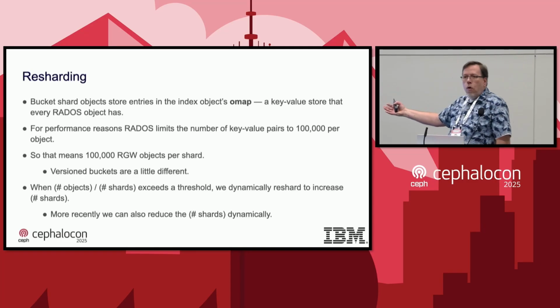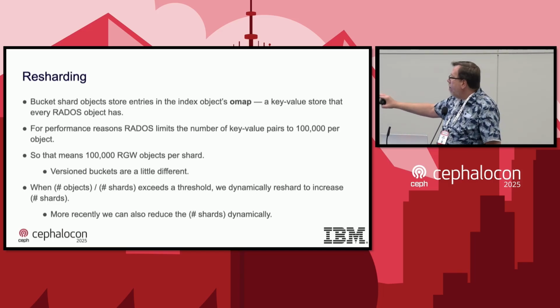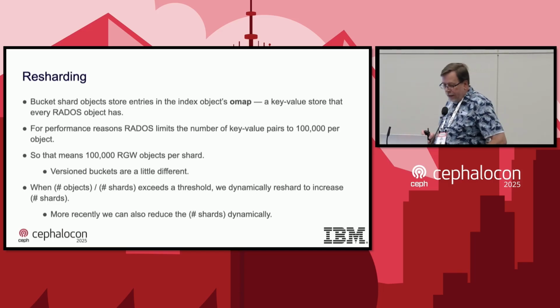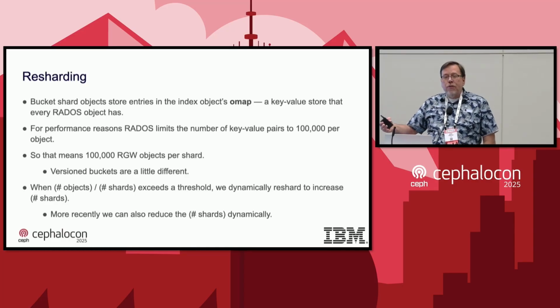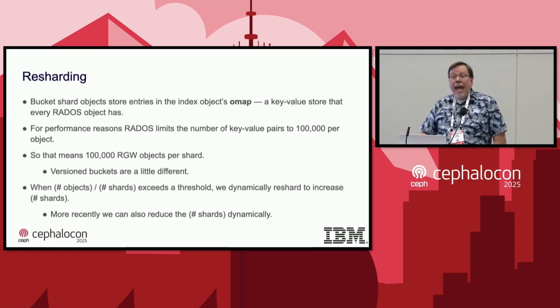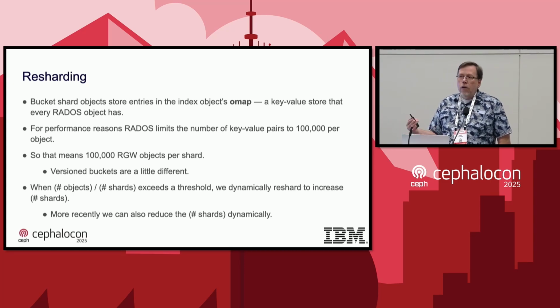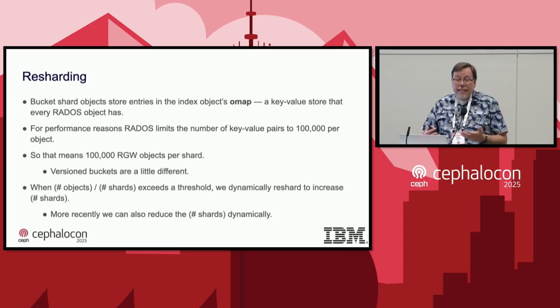In general, we can store 100,000 objects per shard. That changes a little bit with versioned buckets. When the number of objects divided by the number of shards for a given bucket exceeds a certain threshold, that will trigger dynamic resharding in order to split it up into more shards. And more recently, about two years or so ago, we added the ability for dynamic resharding to actually shrink the number of shards as well. So if you're not using all your shards to their full extent and you have some extra space, it can actually shrink them as well.